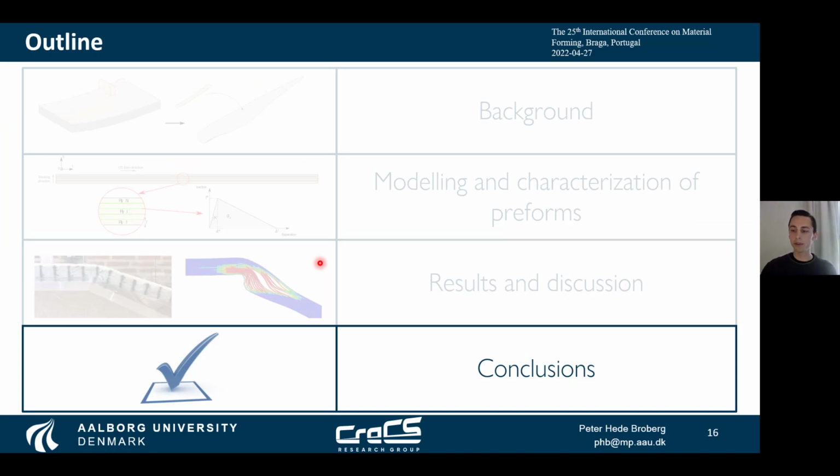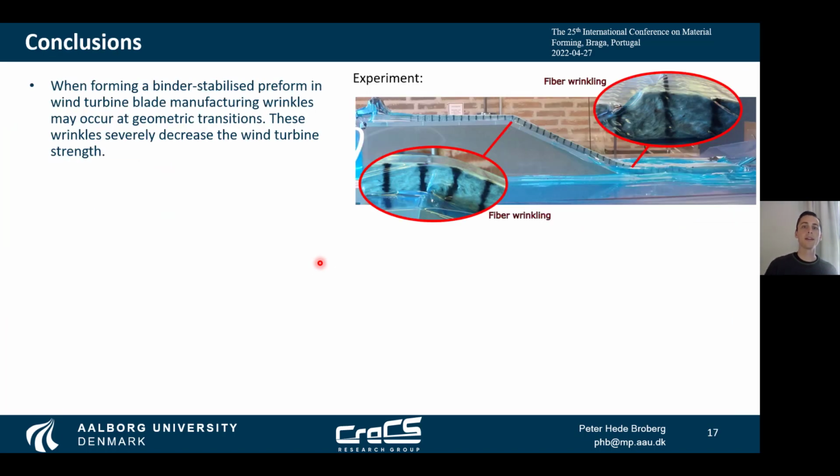So now I will conclude this presentation. This project is concerned with predicting wrinkles that arise during forming of binder stabilized preforms. And the reason why I want to predict these wrinkles is that they cause a severe reduction of the strength of wind turbine blades. And these wrinkles occur at these geometric transitions when a preform is formed at the edges of these geometric transitions.